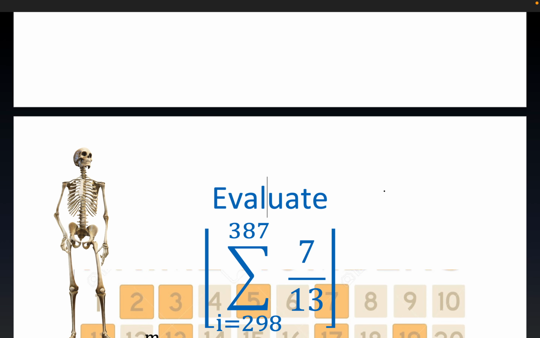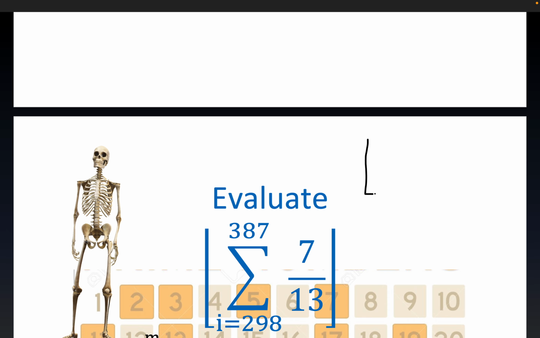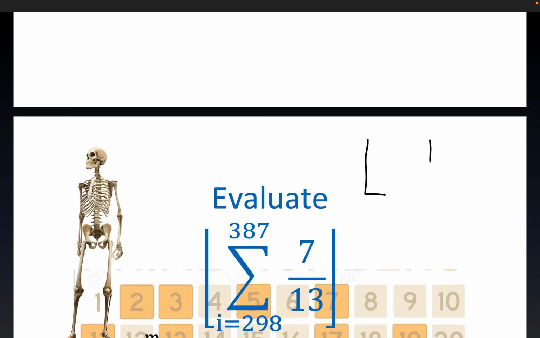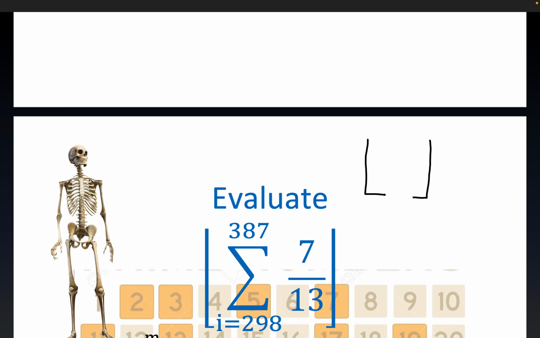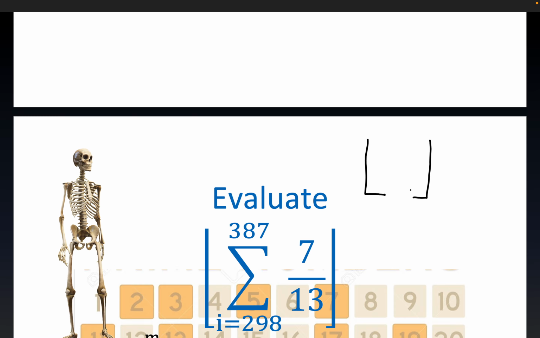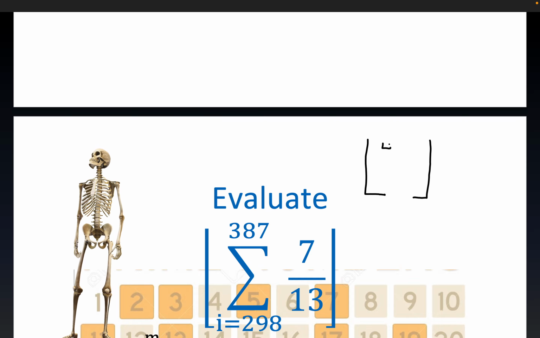Hey everybody, tonight we have an unusual combination of what we call a floor function and a summation symbol. Let's briefly review the floor function. It's sometimes called the greatest integer function because it returns the greatest integer that's less than the input argument. Let's use a concrete example here. Let's say 48 over 5.